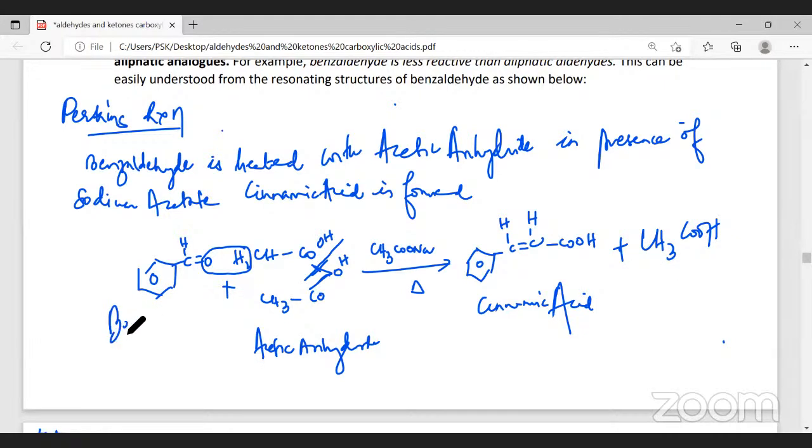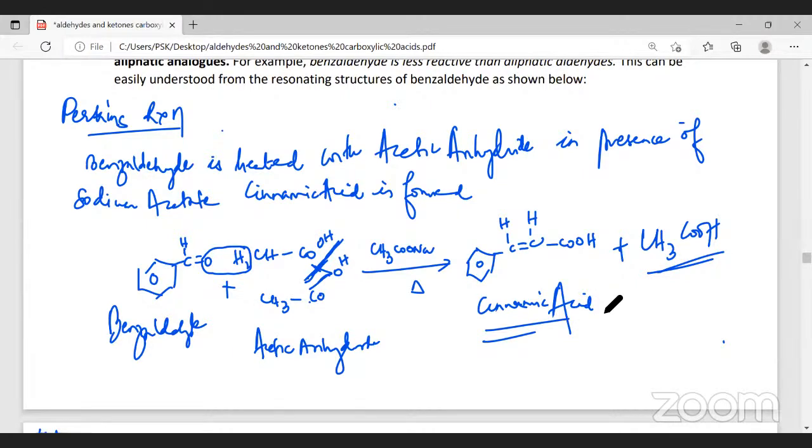Now, this is benzaldehyde. This benzaldehyde is heated with acetic anhydride in the presence of sodium acetate. See, CH3CO is called acetic anhydride. Now, in the presence of sodium acetate, the bond between carbon and oxygen breaks. Likewise, two hydrogen atoms of this carbon react with oxygen to form water. In that water, hydrogen attacks CH3CO and forms acetic acid. OH attacks this to form cinnamic acid. Did you understand this reaction? This is called the Perkin reaction.